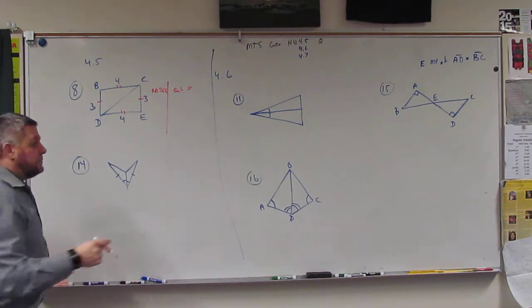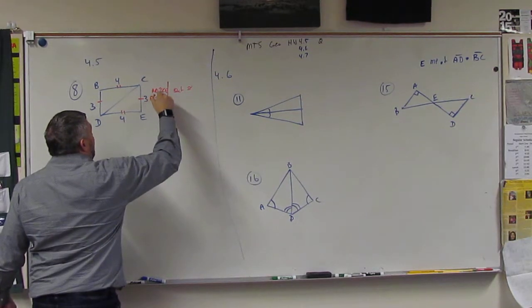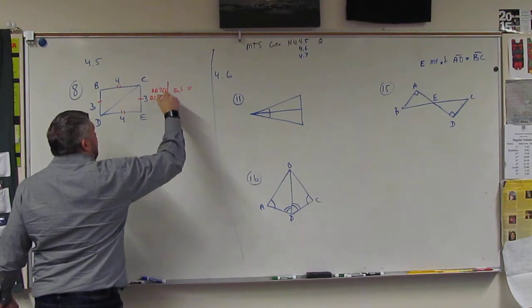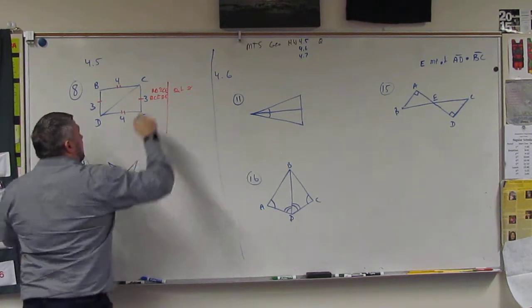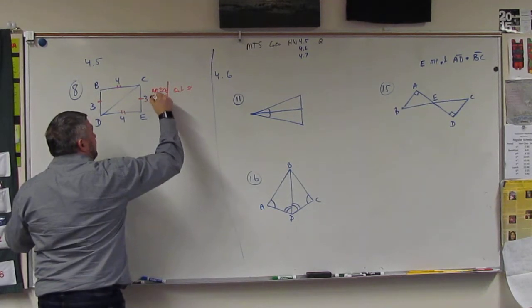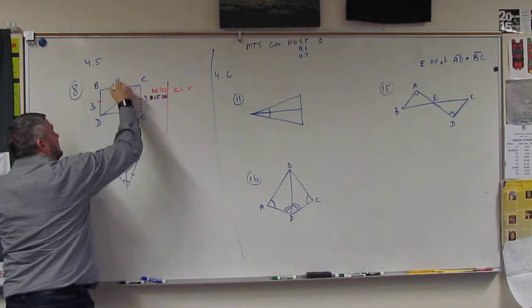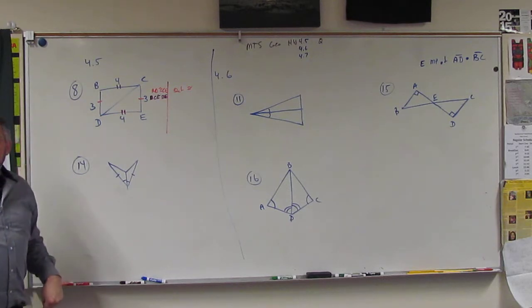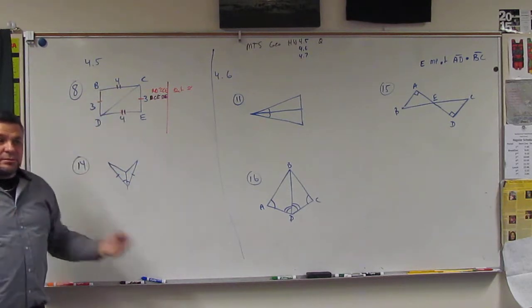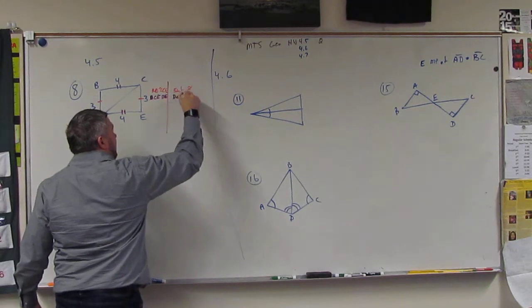Right? BC is congruent to DE. Well, let's use a different color here. BC is congruent to DE. Same reason, right? Because they're equal. So that would be called what? Definition of congruency, right?